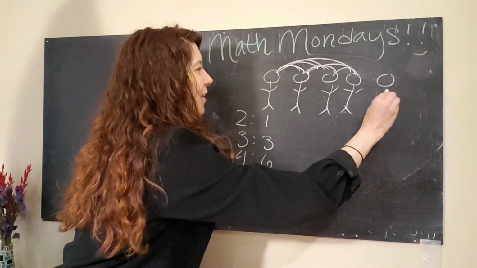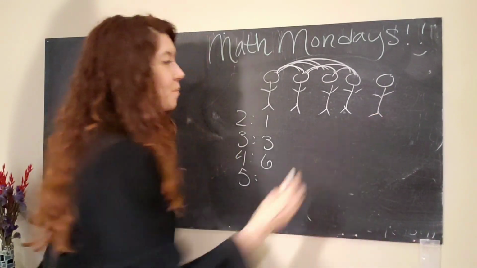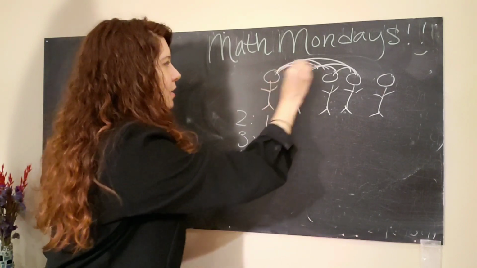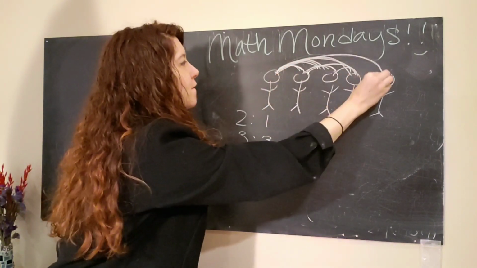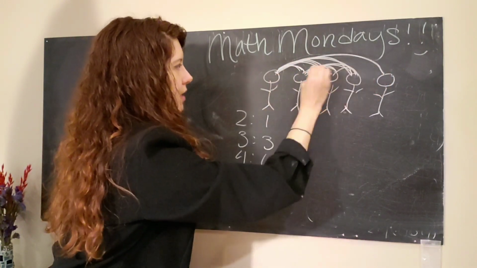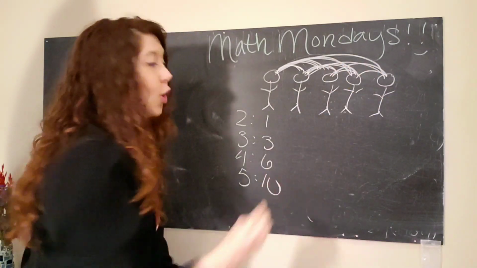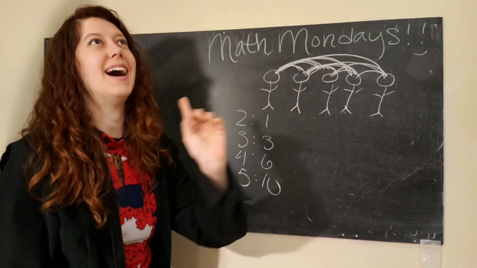Okay. What about 5 people? Okay, let's do this slowly so I don't miss any. 1, 2, 3, 4, 5, 6, 7, 8, 9, 10. Okay, we got 10 comparisons.